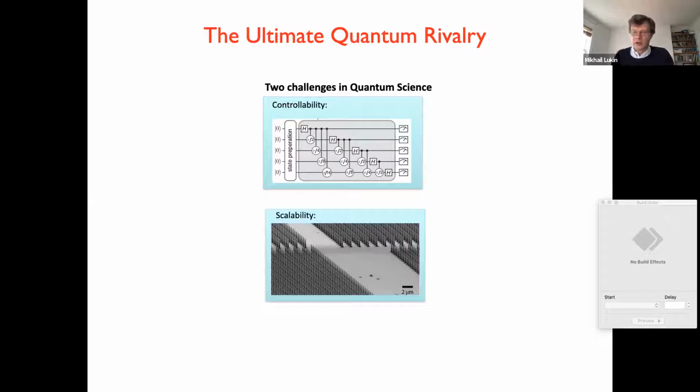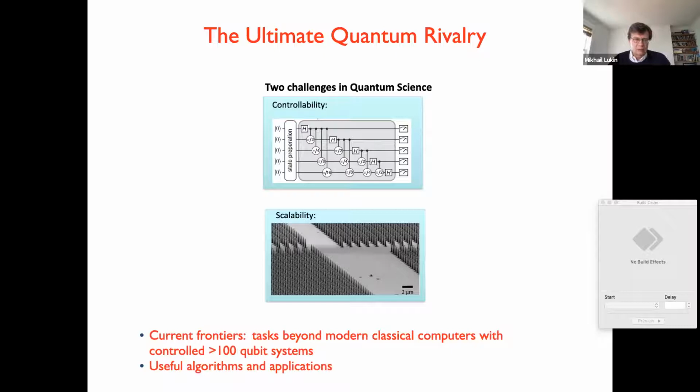For example, if you take a bunch of Oxford educated physics students and put them in one organization, it will probably be a group which will be very hard to control. And it's like this also in quantum mechanics. So bridging these two contradictory challenges is the current effort in the field. With this idea in mind, the current frontier of the field is to perform the tasks which modern classical systems cannot do. For example, in the case of quantum computing, that involves systems of about 100 qubits or so, and then trying to use them to explore some useful algorithms and applications.